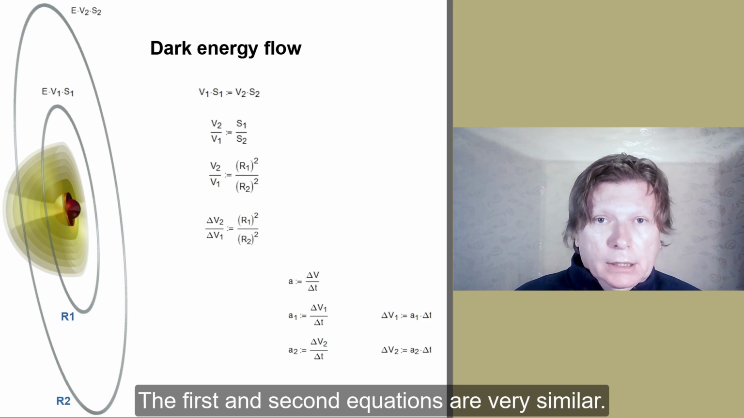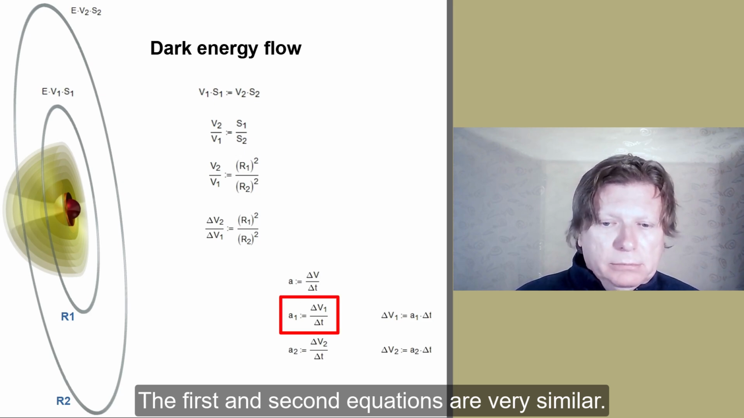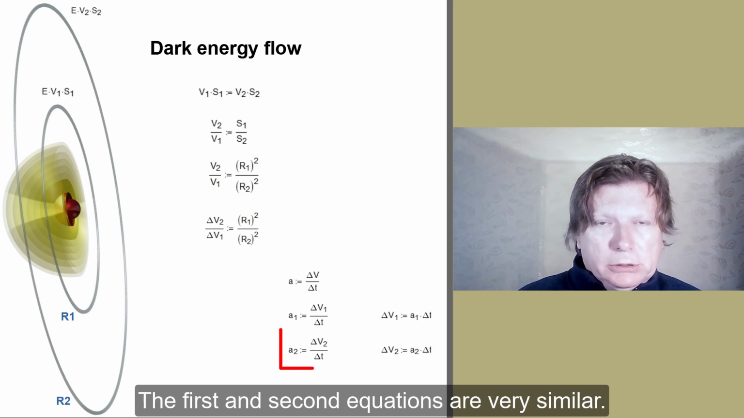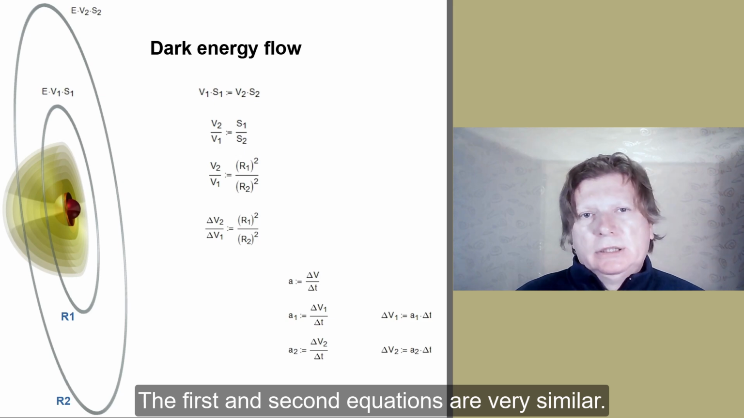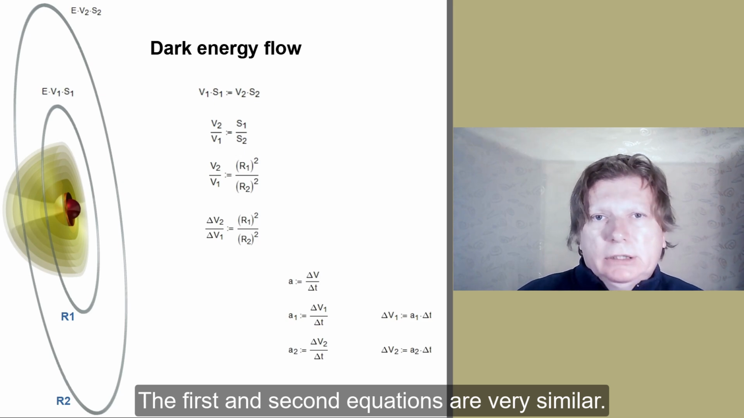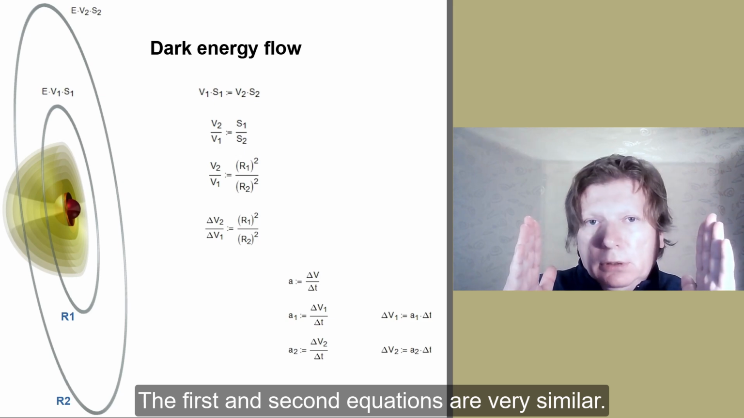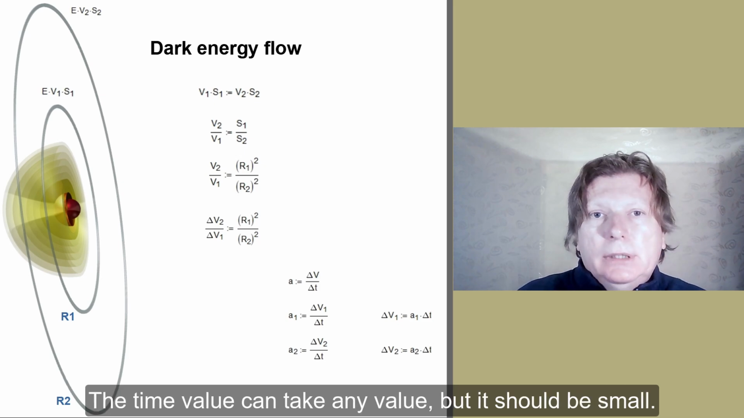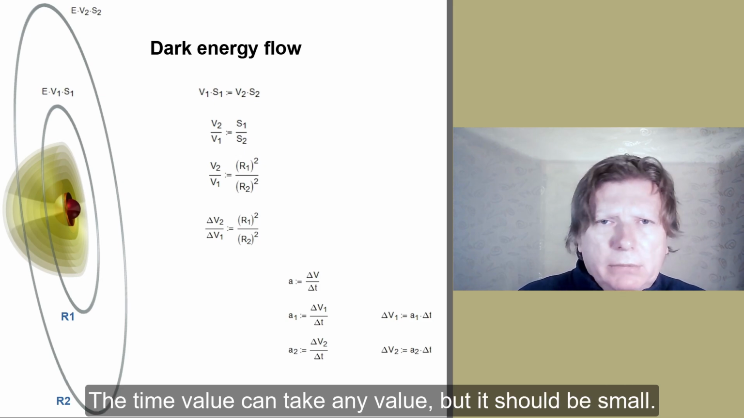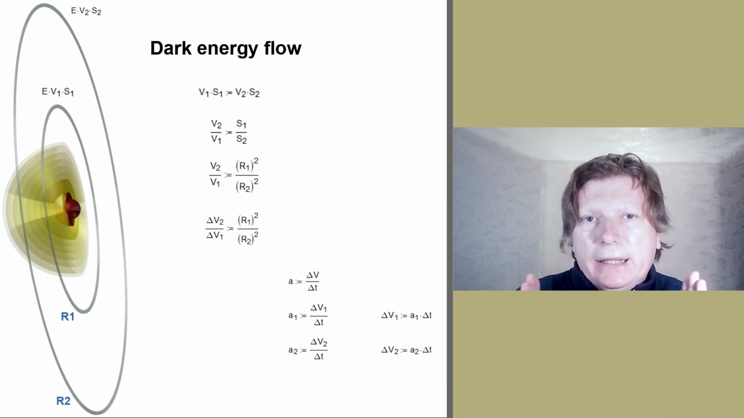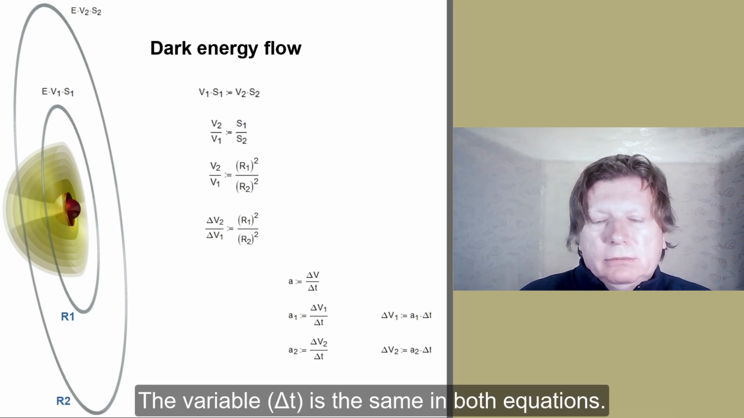The first and second equations are very similar. A1 to będzie dv1 po dt, a przyspieszenie drugie, A2, to będzie dv2 po dt. Ten czas dt możemy sobie różnie określić. Może to być 10 sekund, 1 sekunda. The time value can take any value, but it should be small. Im mniejsze teoretycznie, tym lepiej, ale jakieś tam zakładamy. The variable delta t is the same in both equations.